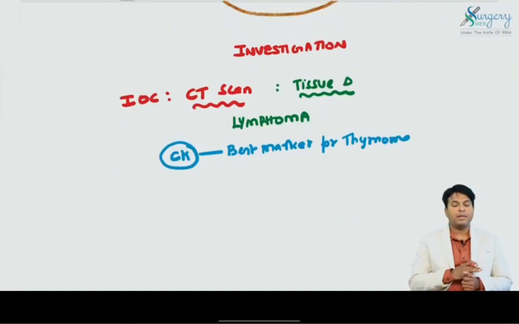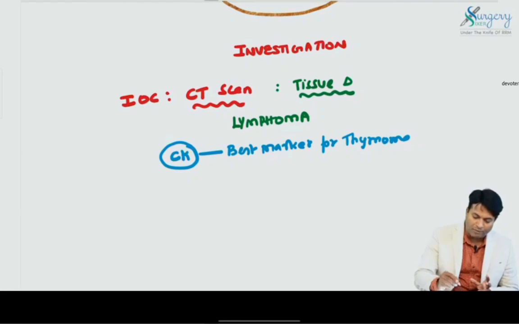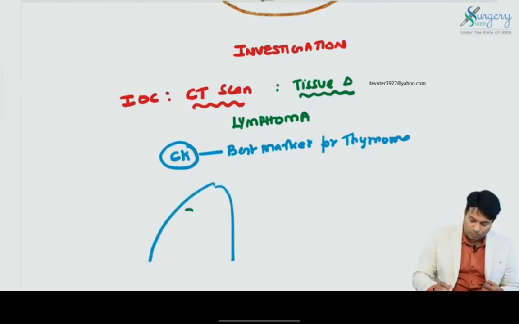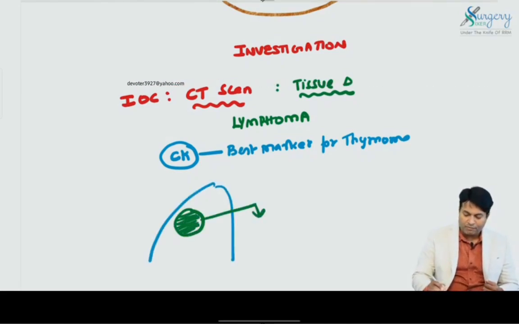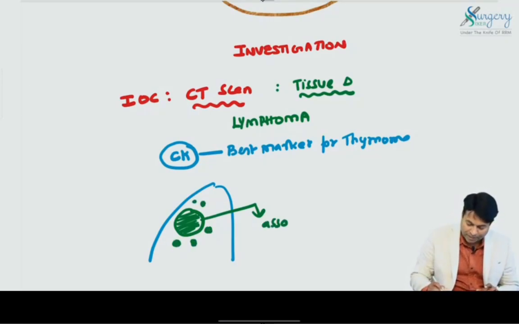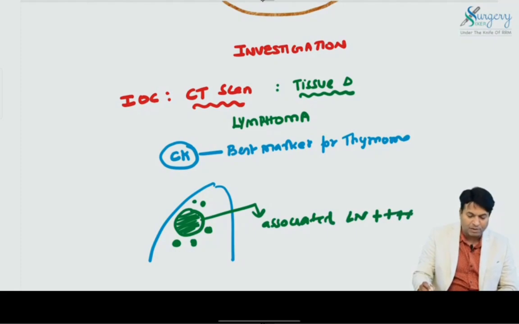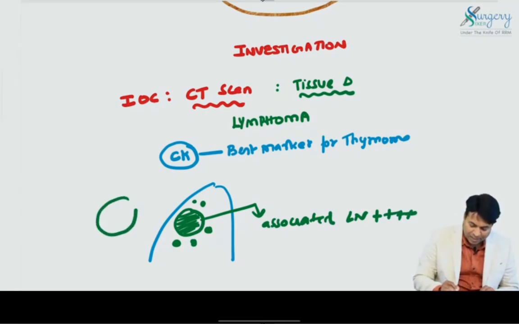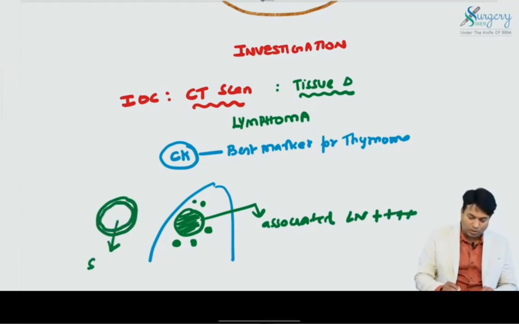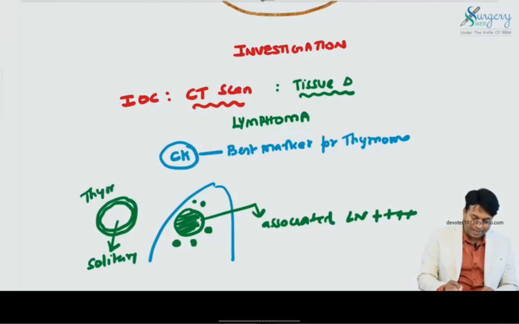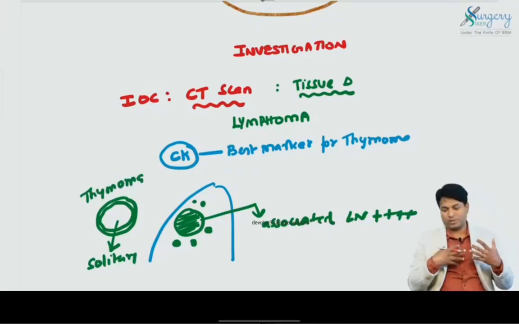Cytokeratin will be elevated. So on CT scan, how to differentiate thymoma from lymphoma? When I take a CT scan, there is a huge mass in the anterior mediastinum. How to know if this is thymoma or lymphoma? If it is lymphoma, there will always be associated lymphadenopathy. There won't be a single mass. Whereas thymoma is usually a well-defined solitary lesion with a well-defined capsule. So please don't forget this point.